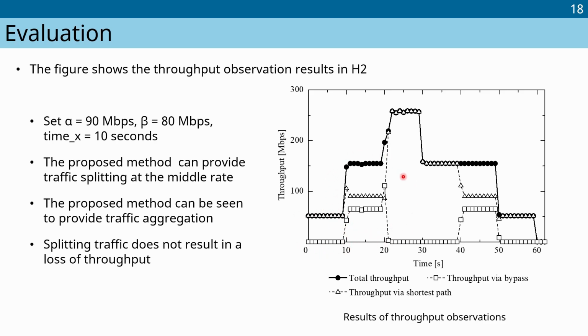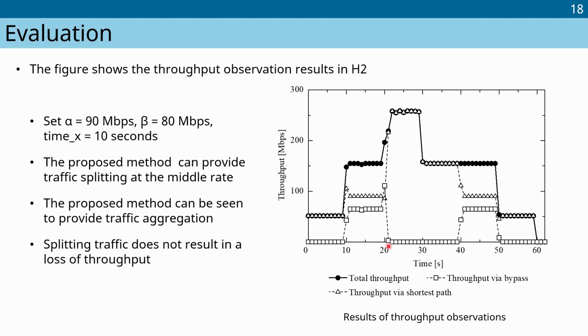After 10 seconds, H1 sent an additional 100 megabits per second UDP traffic flow for 40 seconds to H2. At this time, the traffic splitting begins. About 90 megabits per second throughput is observed in the shortest path, and 60 megabits per second is observed in the bypass. This shows that the proposed method provided the traffic splitting at the middle rate.